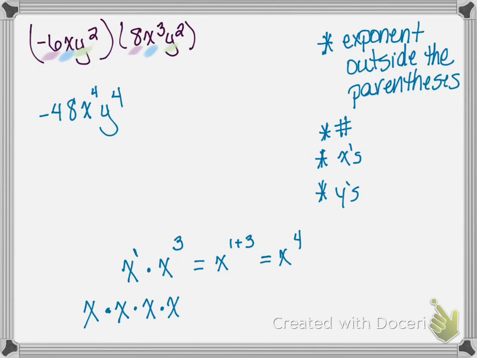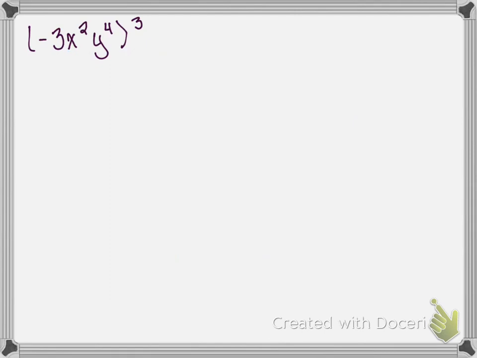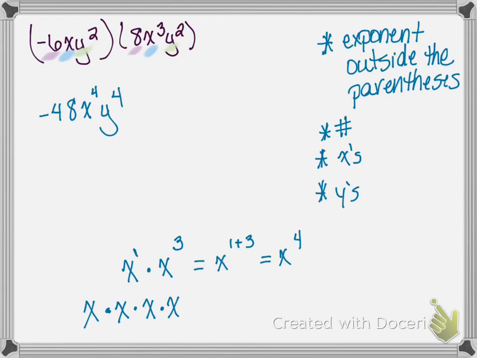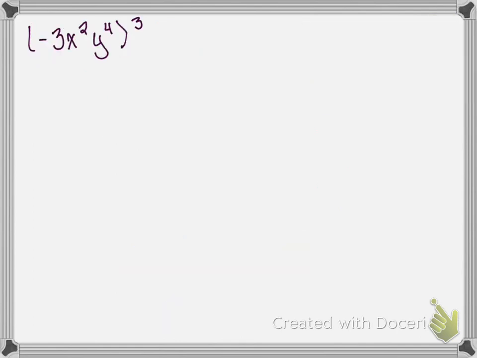Okay. So our next one says negative 3 x to the second, y to the fourth, and all of that is raised to the third power. So do you remember over here when I said, is there an exponent outside the parenthesis that needs to be dealt with? Okay, this is what I'm talking about. We've got to deal with this 3 right here. That 3 belongs to everything inside the parentheses.